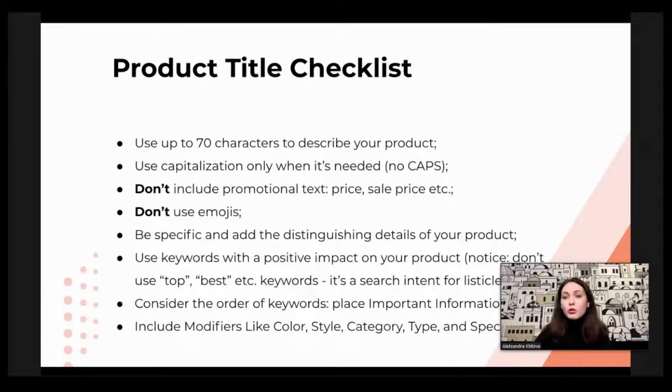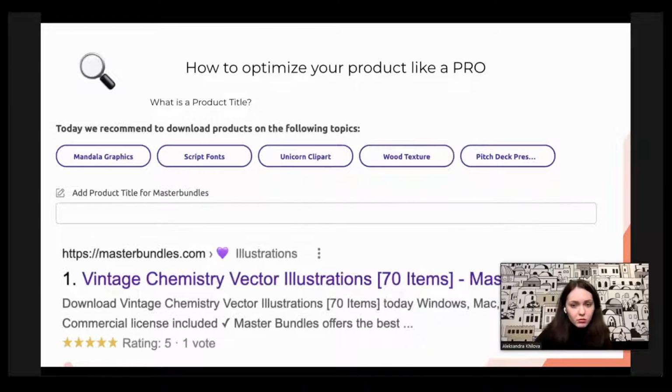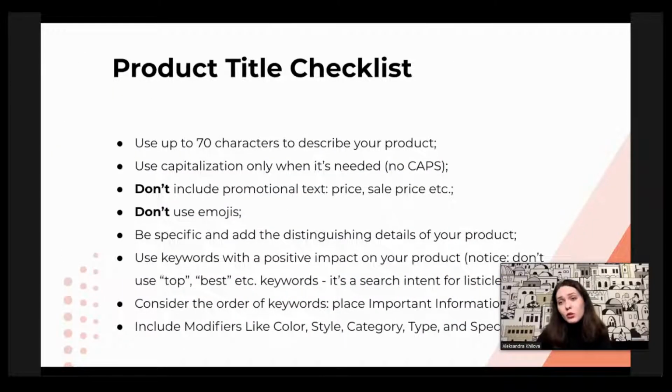Don't include promotional text like price, sale, or something like that, because on our website we already have the price, and Google does not like when you duplicate your content. So there is no need to duplicate your price in the title, because the user will definitely see it on our website when he clicks on it. Don't use emojis. Google doesn't like it.